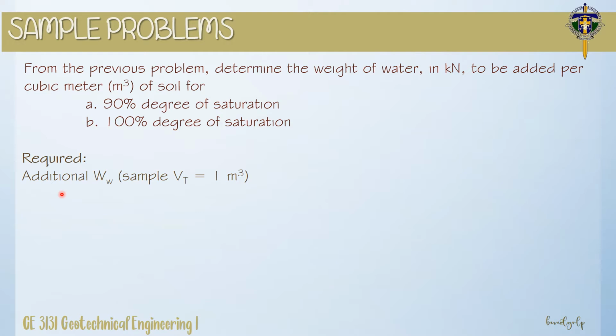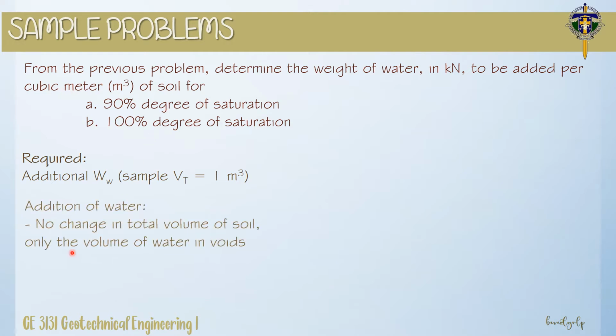So we are to determine the additional weight of water, and we will be considering a sample of soil which is 1 cubic meter only. So determine the weight of water in kilonewton to be added per cubic meter of soil. So note that in addition of water, there will be no change in the total volume of soil. The soil will not change, only the volume of water in voids.